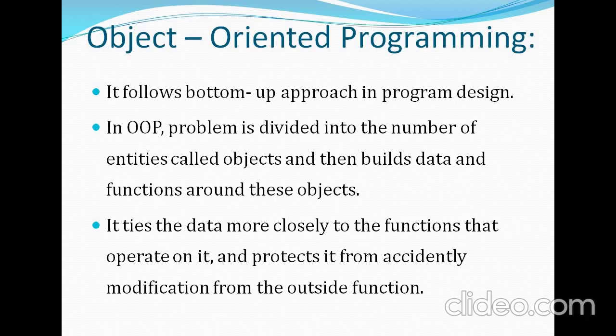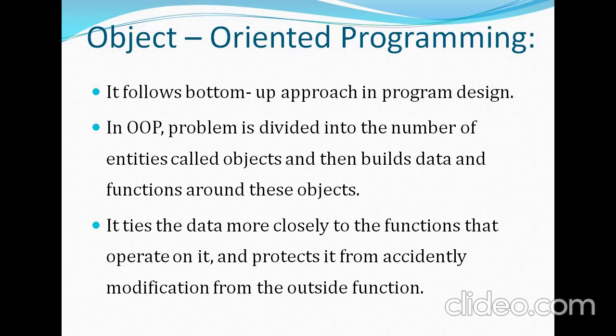In object-oriented programming, the problem is divided into a number of entities called objects, and then data and functions are built around these objects. In C language, the program is divided into several functions, which is why it is called a function-oriented programming language. Here, the program is divided into several objects. Each object contains its local data and related or associated functions.